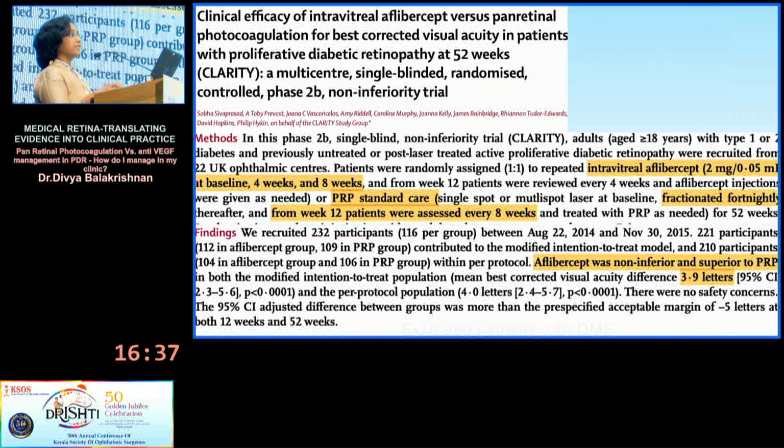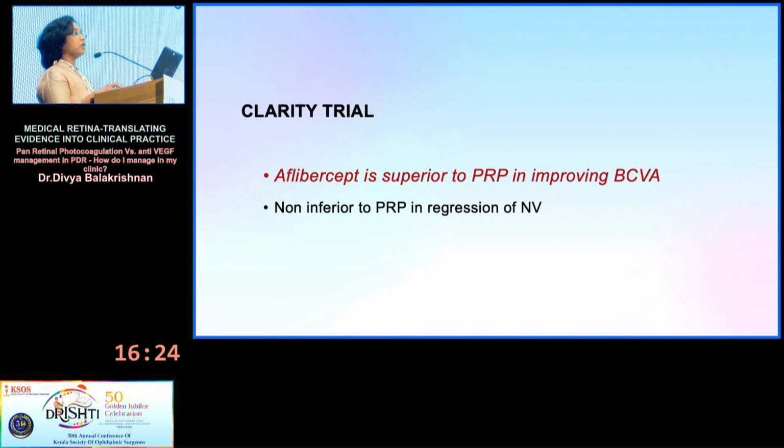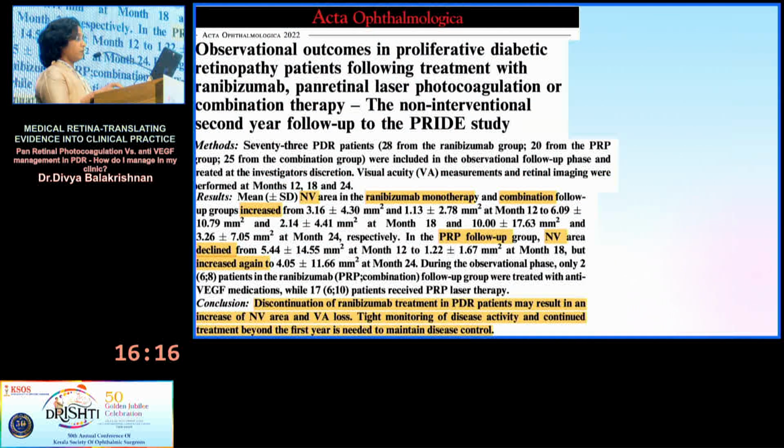And Clarity was the next trial which looked at the comparison between aflibercept and PRP. So this was the first trial which showed that aflibercept is superior to PRP in improving best corrected visual acuity in cases of PDR, and it also showed that it is non-inferior to PRP in regression of neovascularization. The PRIDE study was another one which compared ranibizumab and PRP with a PRP alone group.